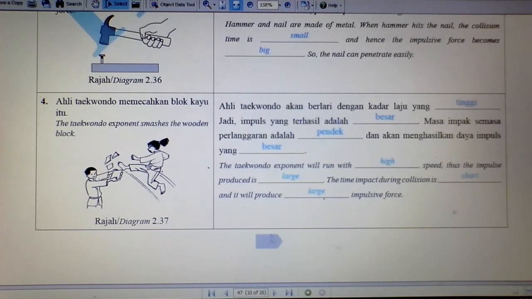The taekwondo exponent will run with high speed, thus the impulse produced is large. The time of impact during collision is short, and it will produce a large impulsive force, meaning the movement is very fast in order to produce a larger impulsive force.